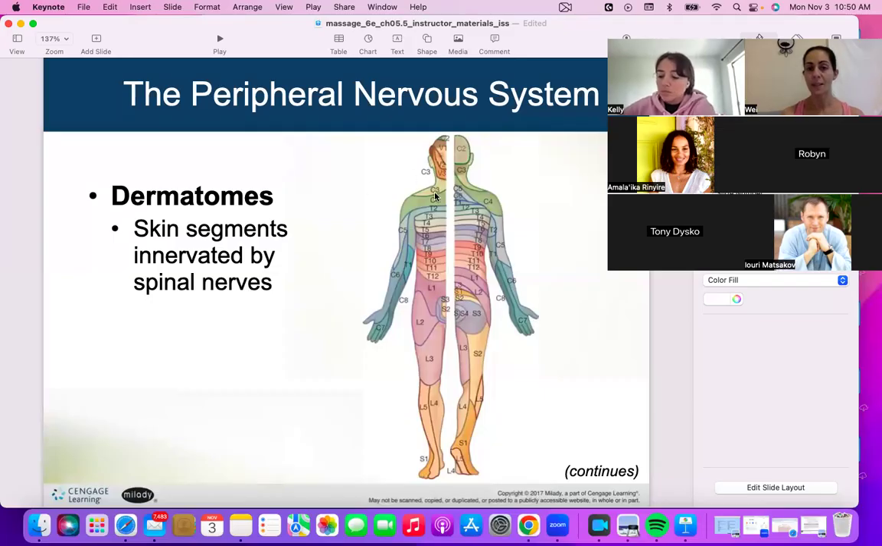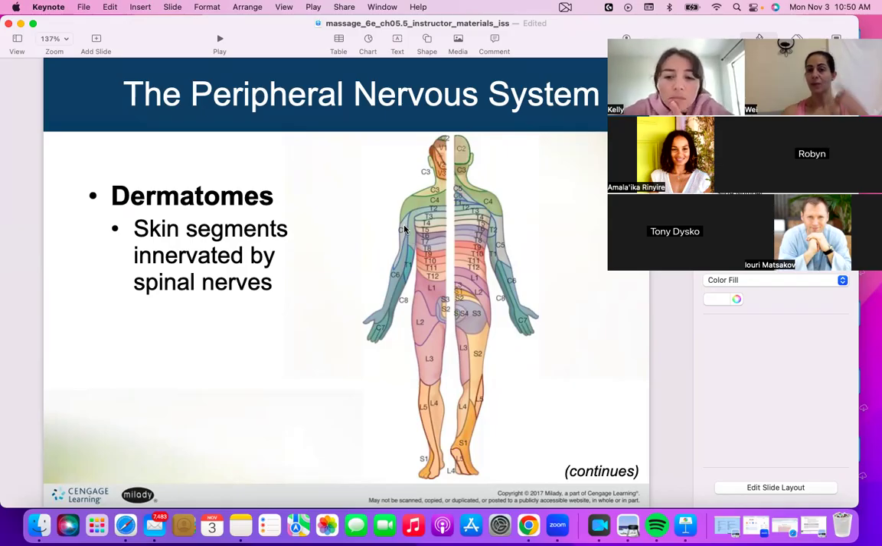So C4, T3, T5, all these numbers right here, refer to the nerve that's stemming out from the peripheral nervous system. For example, T2, coming from thoracic vertebra 2, that nerve innervates this area. So if there is damage to this nerve, you will not be able to feel sensation on this area, and vice versa.